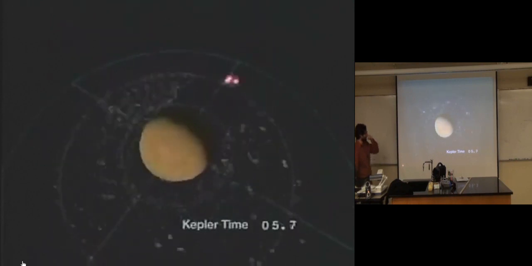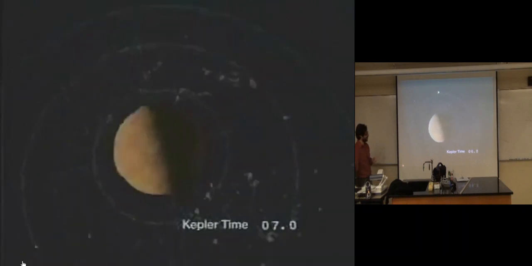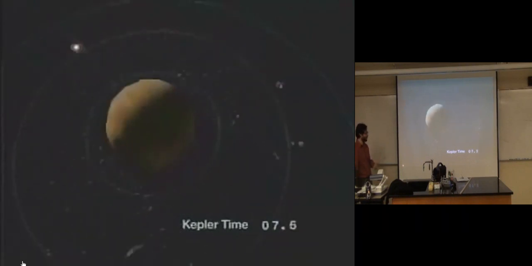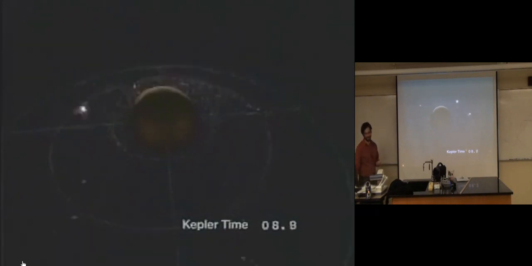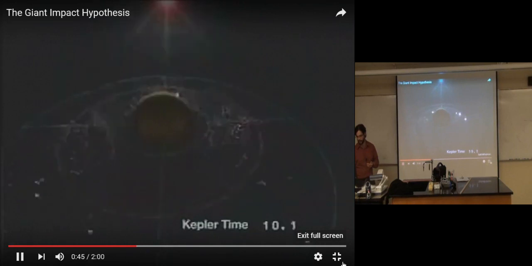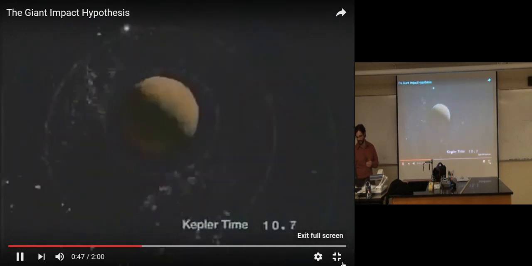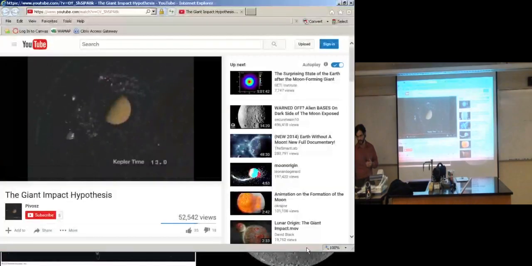So same thing, debris interacts with debris. Eventually you get larger clumps. Larger clumps have more mass, therefore more gravity, therefore they accrete more, and the rich get richer, and let this thing go for a while, and eventually what you'll get is a moon. So silly music aside, this is actually like a simulation.